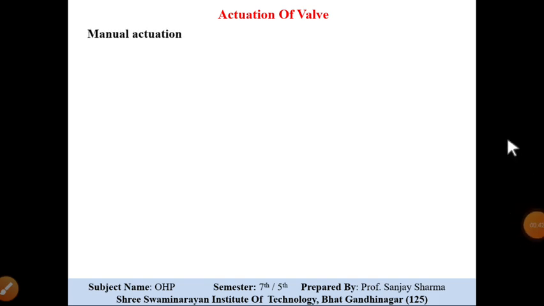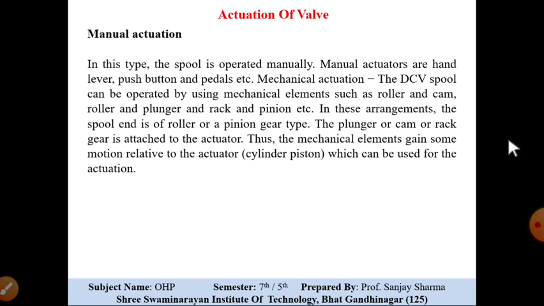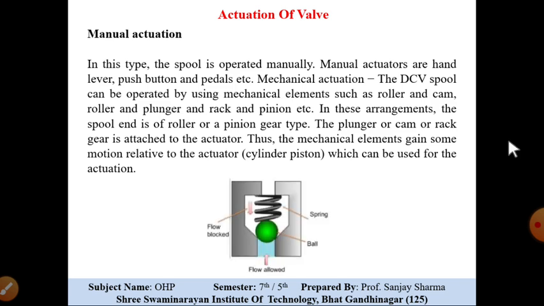So now there are different types of actuations. In the previous video we have seen how many types of actuations there are: manual actuation, solenoid actuation, hydraulic actuation, and pneumatic actuation. So there are four different types of actuation. In this video we will see first the manual actuation.